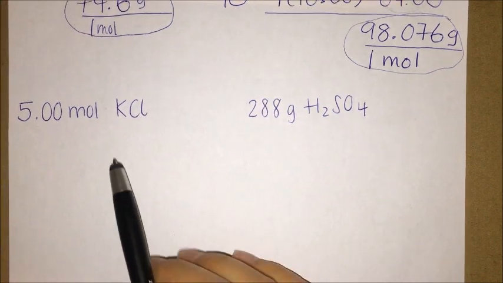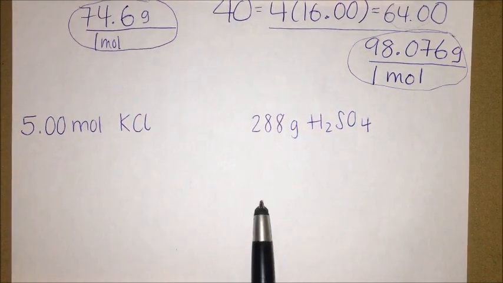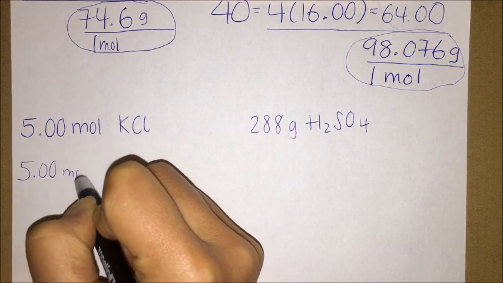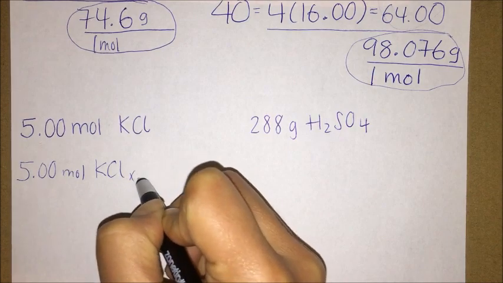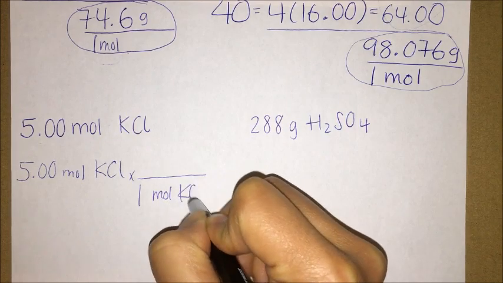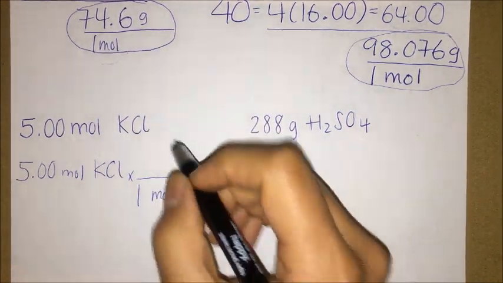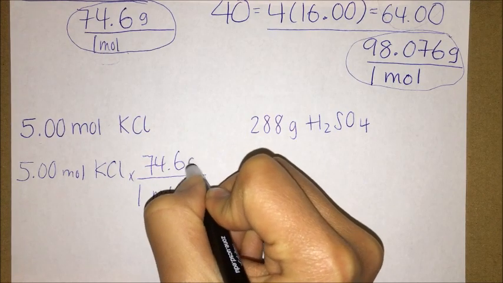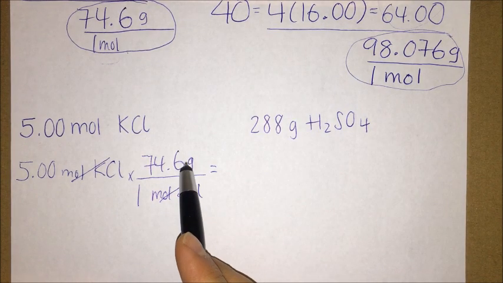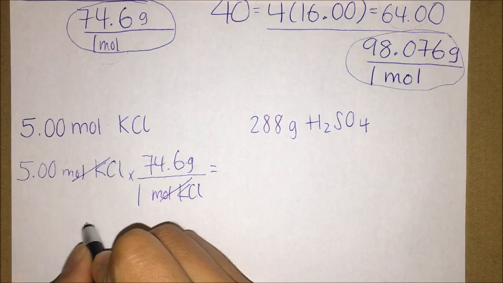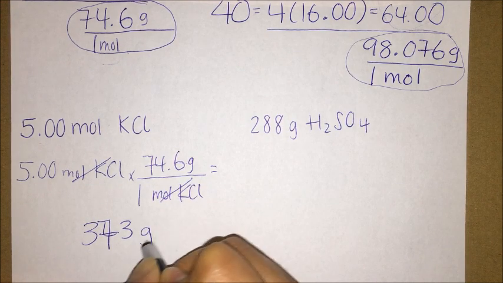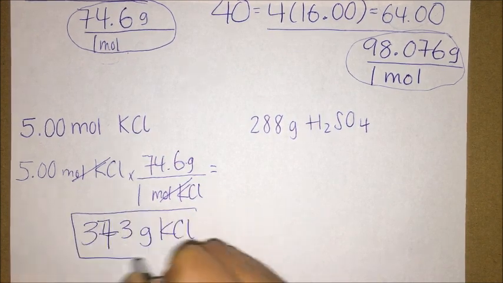Now let's say you have a problem that involves converting 5 moles of KCl to its grams. What you're going to do is you're going to take your 5 moles of KCl. You know that for every 1 mole of KCl, it's going to weigh 74.6 grams. So notice the moles cancel. So to figure out the grams, you multiply 74.6 times 5, which will give you 373 grams of KCl.